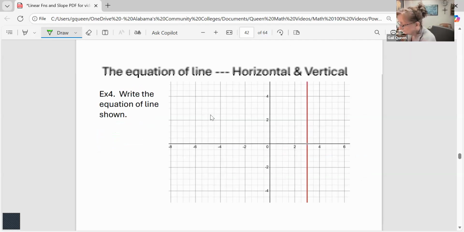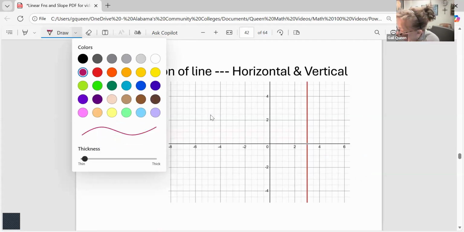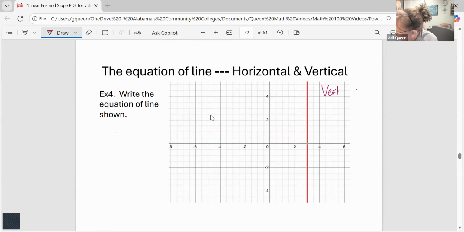All right, what about this one? This is a vertical line. Clearly, it's going up and down. What's the slope of a vertical line? Undefined. Can't ride your bike up a wall. It has an undefined slope. I know it's stupid, but it'll help you remember.